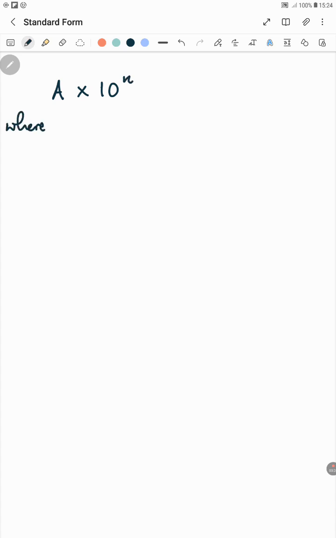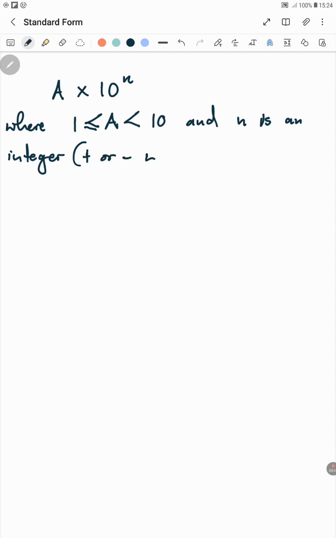where a is a number greater or equal to 1 but less than 10, and n is an integer, and an integer we are saying is a positive or negative whole number.